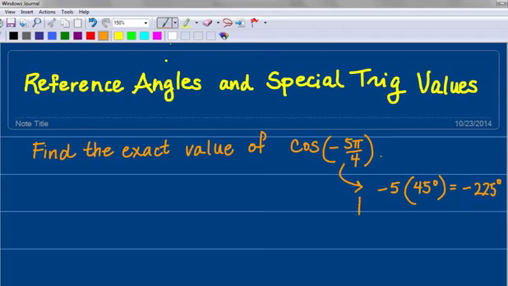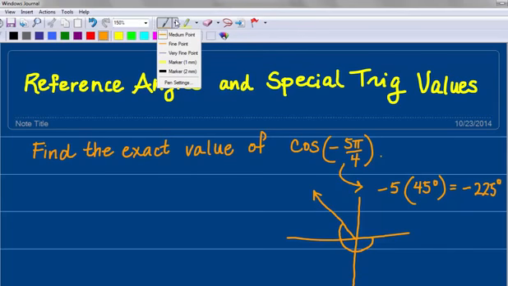So if I want to sketch this angle here, I can start on my coordinate plane. I'm going to rotate clockwise in the negative direction to the second quadrant, where I can locate my terminal side on the angle -225 degrees. In this case, I observe that my reference angle is 45 degrees, and I can go ahead and sketch a right triangle here in the second quadrant.